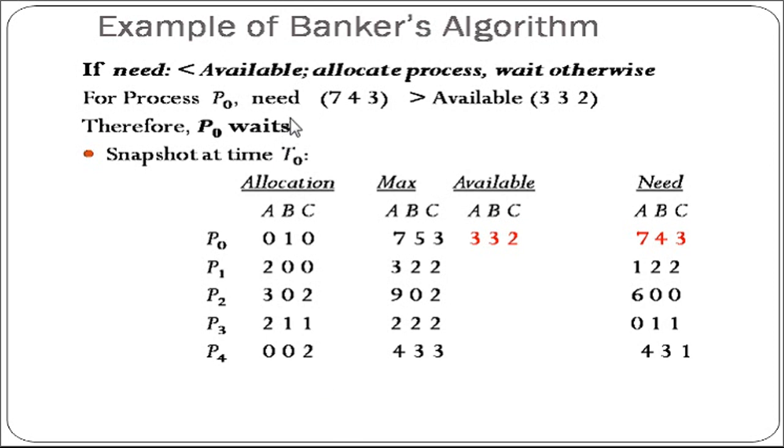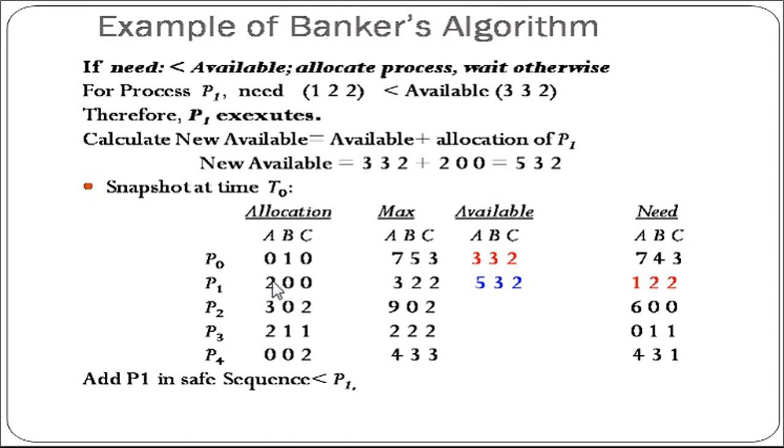Now consider process P0. For P0 we see the need is 743, that means 7 resources of type A, 4 instances of type B and 3 instances of type C. That is the need of process P0. Now what is currently available? In the example it is given that the available resources of type A are 3, of type B are 3 and of type C are 2. That means the need is not less than available. Need is greater than available. So P0 must wait. Now we will go to the next process, that is P1.